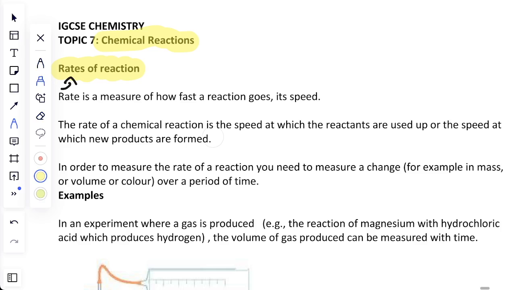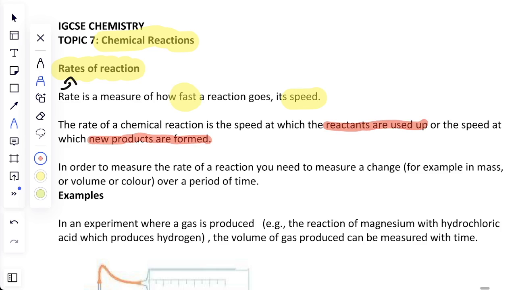The rate is a measure of how fast a chemical reaction goes and its speed. The rate of a chemical reaction is the speed, again speed here, at which the reactants are used up or the new products are formed.